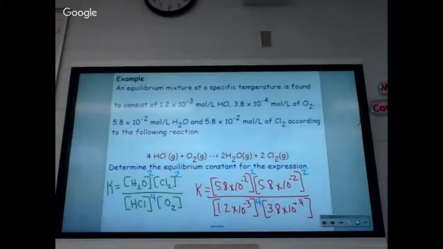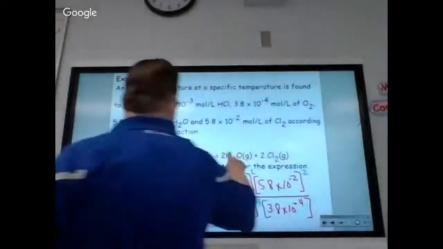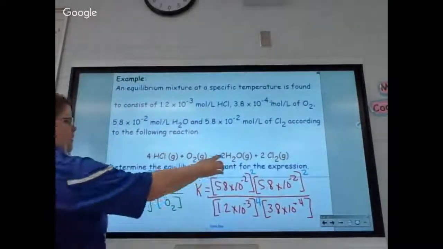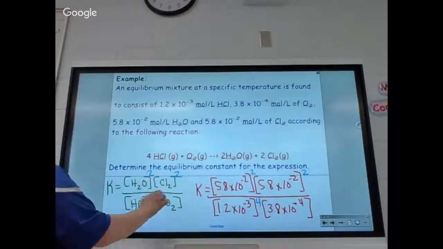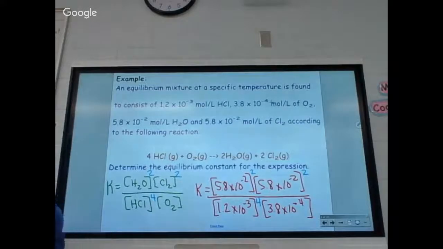Punch it in and see if you can get it. That's what I was asking. Oh, what are you asking? Where did you get the 2 and the 4 from? Oh, those are the exponents. Remember, coefficients become exponents. So these coefficients right here become their exponents. Right?